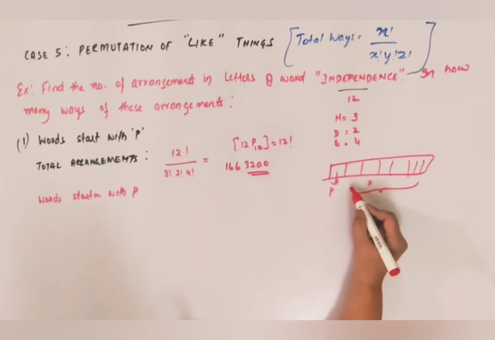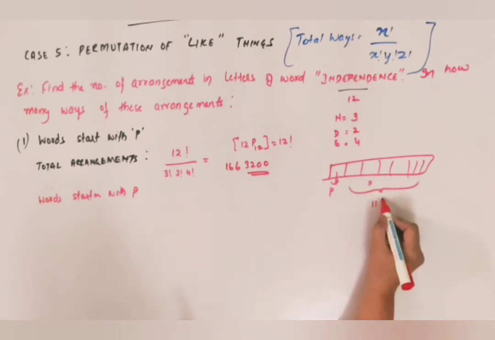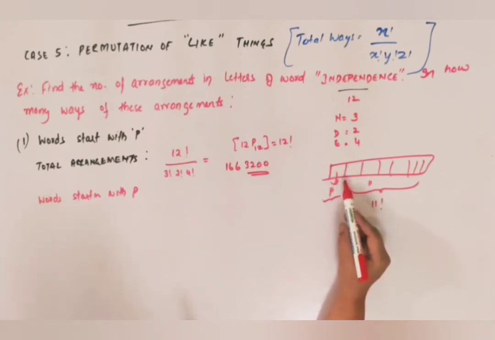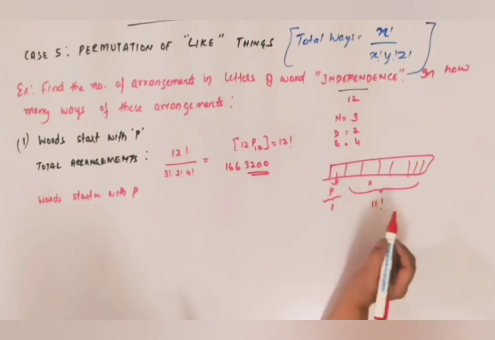So, what will be the arrangements for these 11 letters? It will be 11 factorial. We will not take the unit concept here because the position for P is fixed. It's going to be in the first place, right? There is not going to be any further arrangements for this P. So it's only going to be 1.